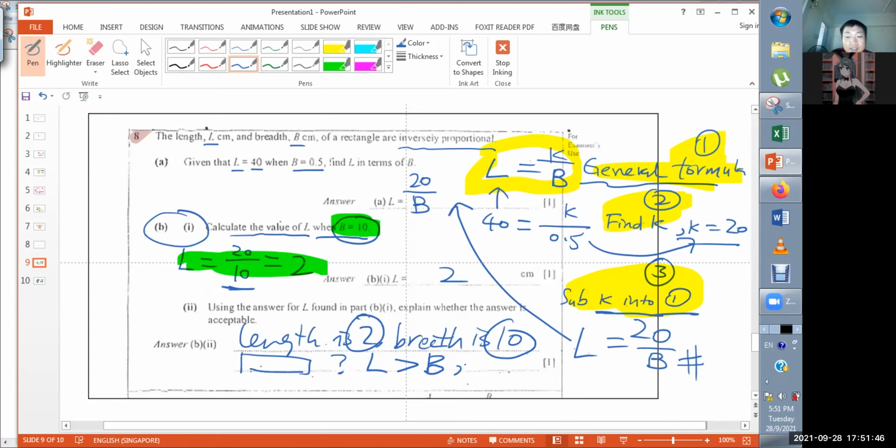So it is not sensible. Therefore, is it acceptable? Not acceptable in this case, because your length is smaller than the breadth, so it's not acceptable. 1 mark. Okay.